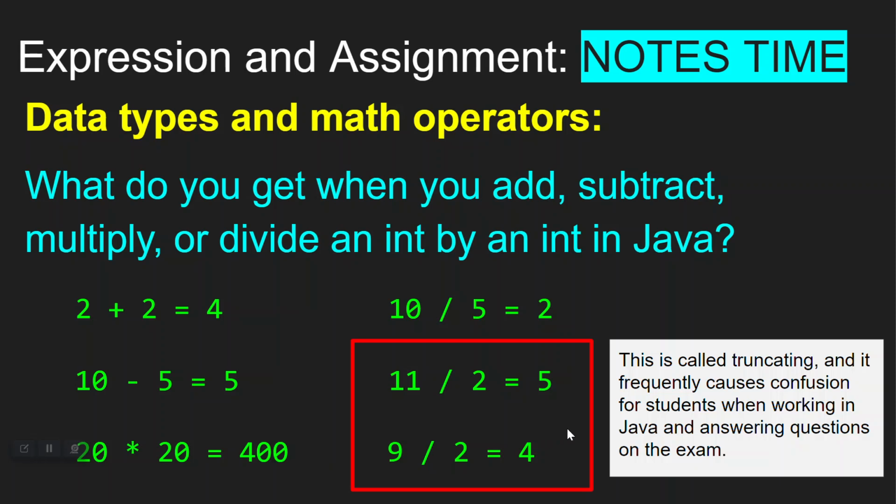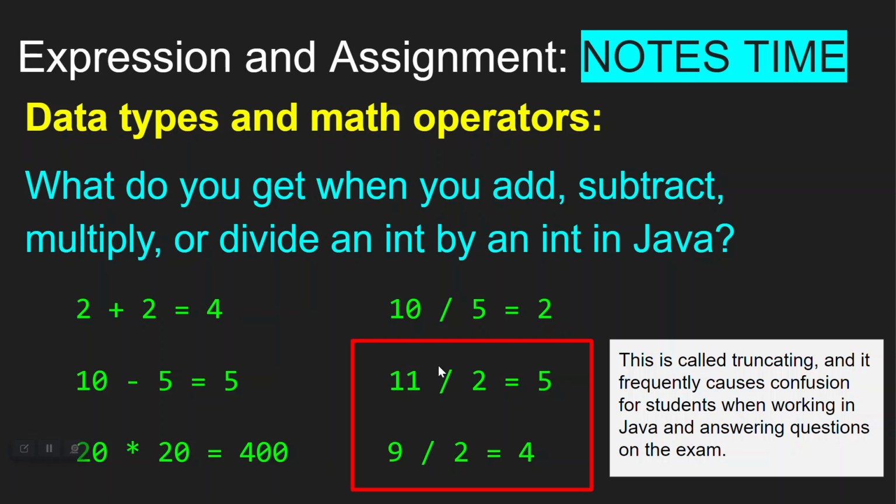So what we're looking at here is a potential problem. This is called truncating, and it frequently causes confusion for students when working in Java, and especially when answering questions on the exam. This little tidbit of information right here can actually cost you several points on your AP exam. So this is an important thing to note.